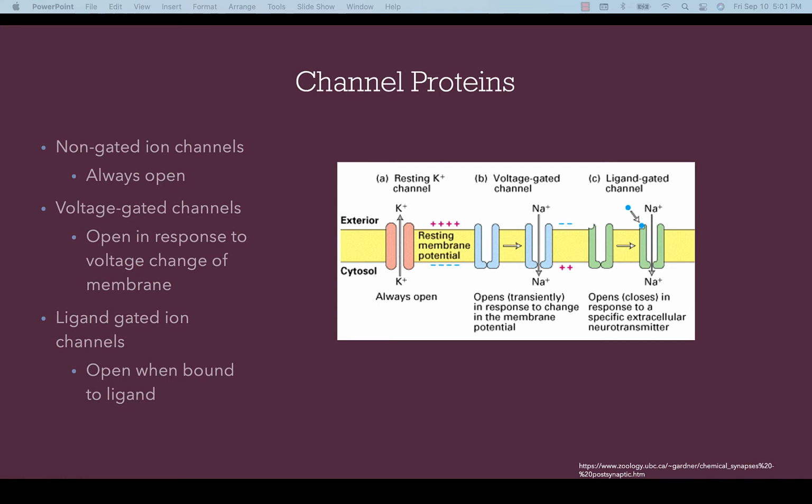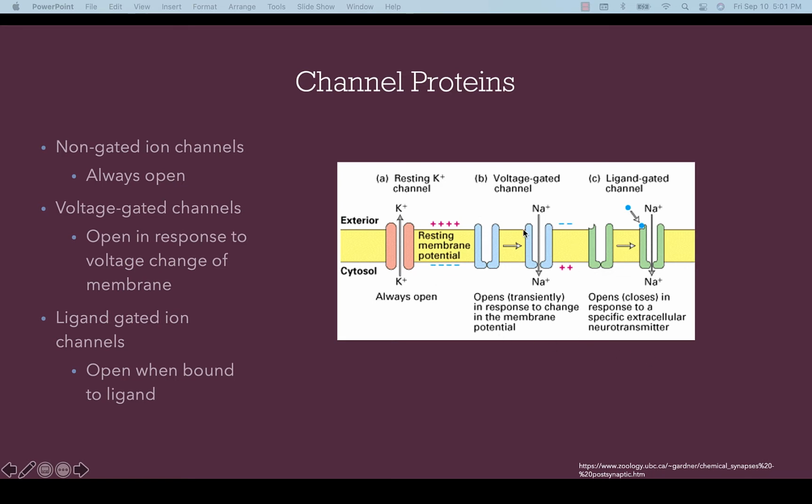All right, so now we can talk about the different types of channel proteins. There are 3 different types that we'll chat about. Non-gated ion channels are always just going to be remaining open. So they allow certain molecules to pass through based on concentration gradients. One example is a potassium channel that allows potassium to leave the cell down its concentration gradient. So there's more potassium in the cell than outside, so it just freely goes through, outside the cell.